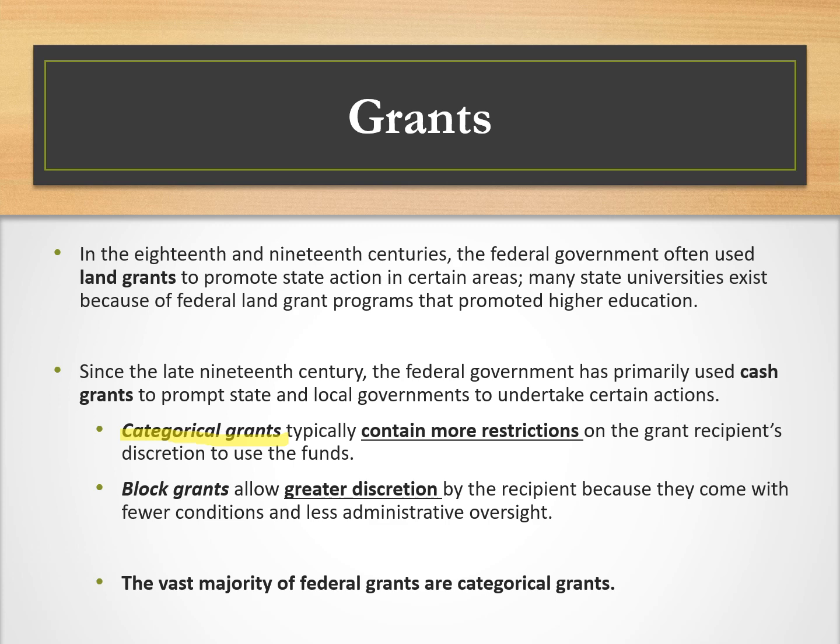So categorical grants typically contain restrictions on the recipient's discretion to use the funds. If you get a categorical grant, let's say the state needs a grant to build 4 bridges, and they ask the federal government for an infrastructure grant targeted to building and upkeeping those bridges. If they get a categorical grant, that will come with strings attached.